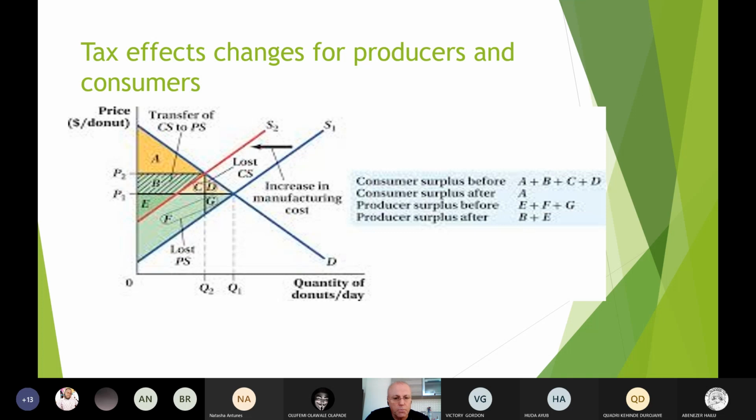Tax changes producers' and consumers' welfare, as I mentioned to you, and as you are observing here, consumer surplus before tax application was A plus B plus C plus D, at the equilibrium price, but consumer surplus after the tax is reduced to the brown area where it is only A. And the producer surplus before tax was E plus F plus G, but after the tax application, producer surplus is reduced to B plus F.